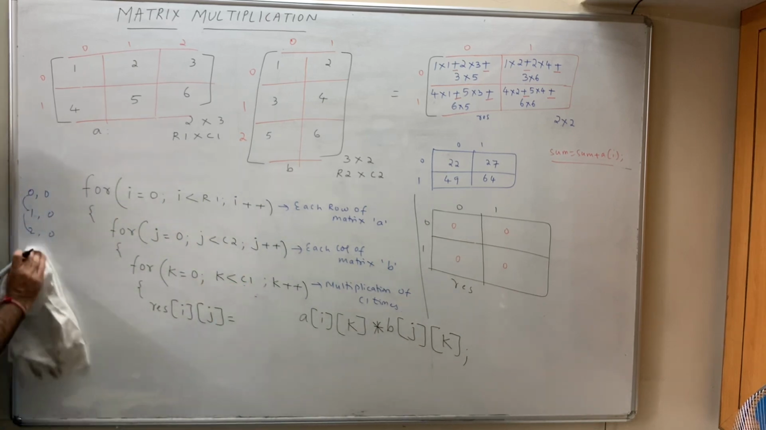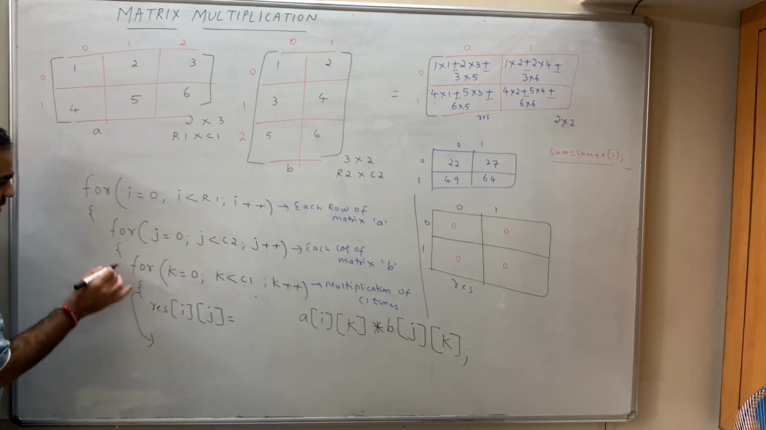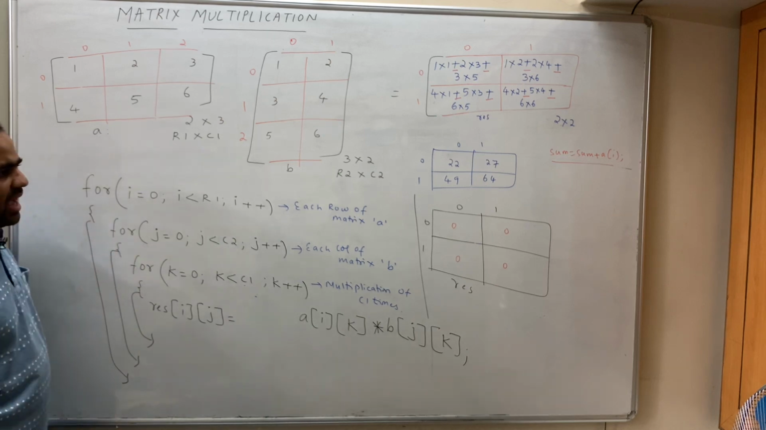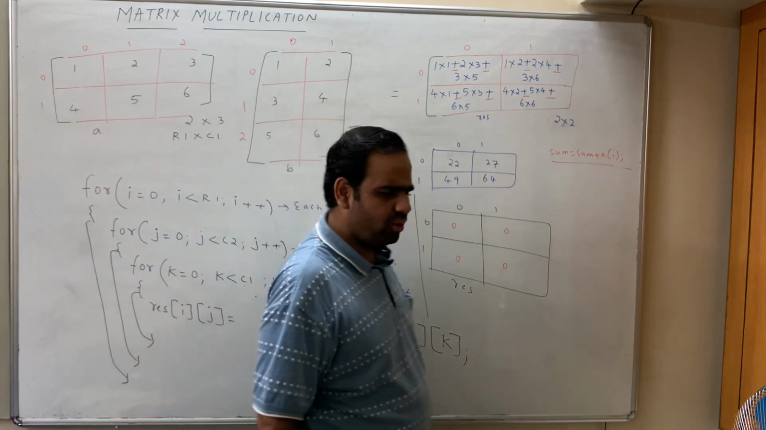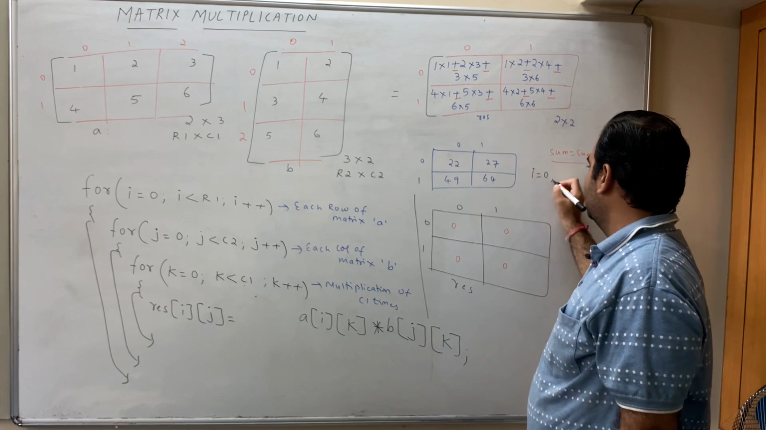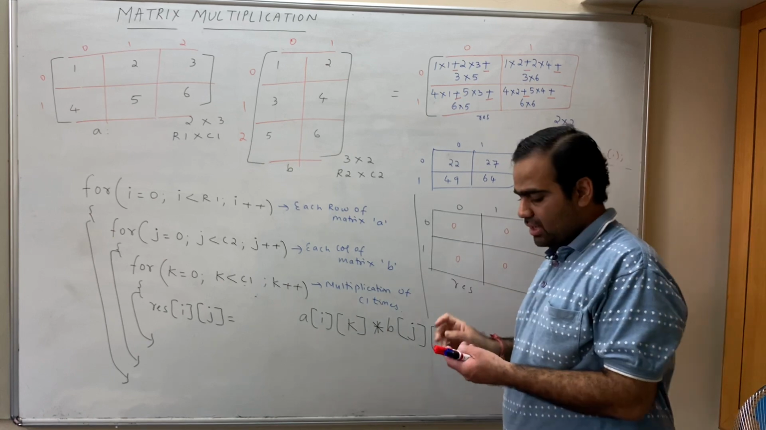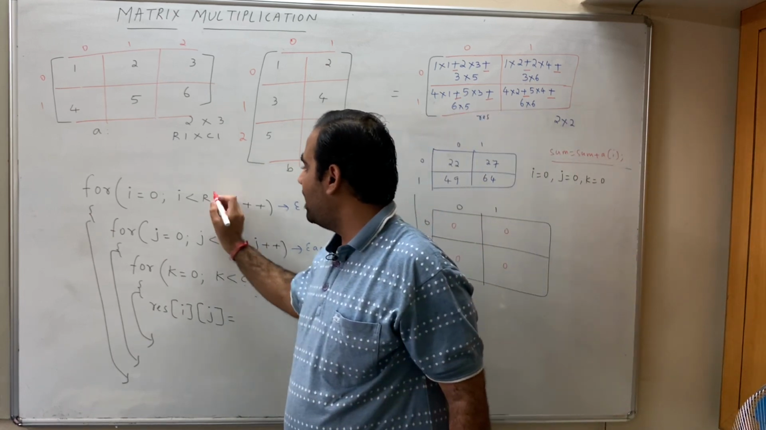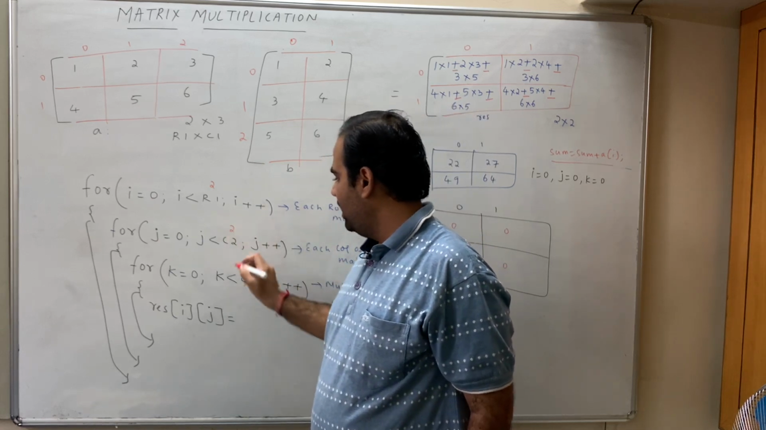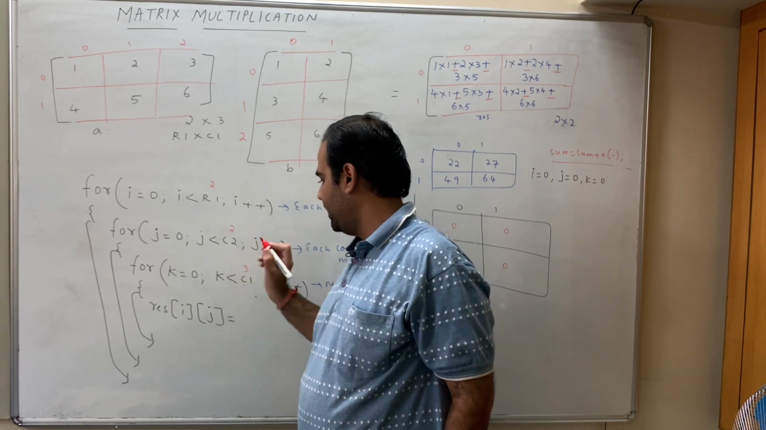Now let us see how it works, and we will make whatever changes are necessary. I am going to trace it for you. Very simple code, very interesting code as well. Now the initial value of I is 0, the initial value of J is 0, and the initial value of K is 0. Now let me write here, what is R1? R1 is 2. What is C2? C2 is also 2. And what is C1? C1 is 3, or you can take R2, which is 3.